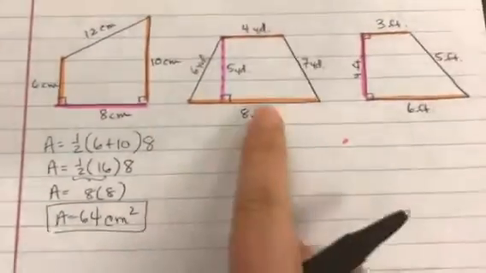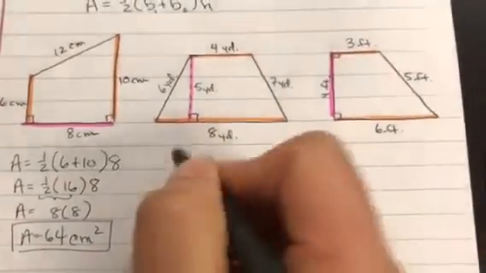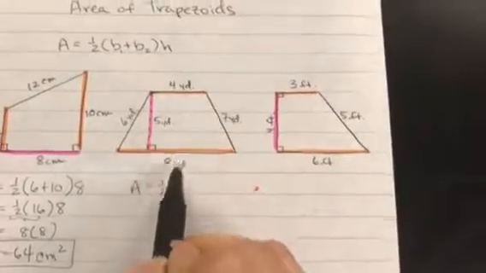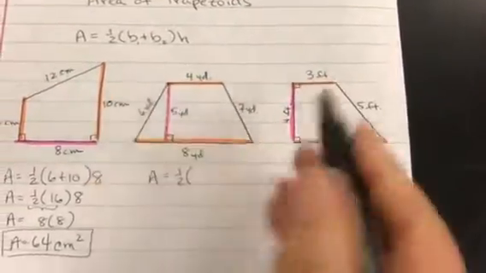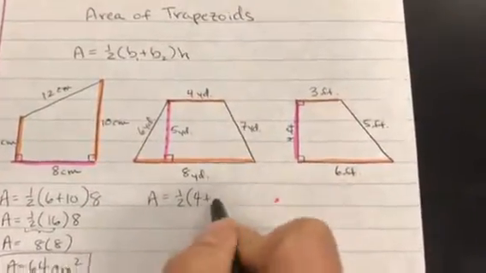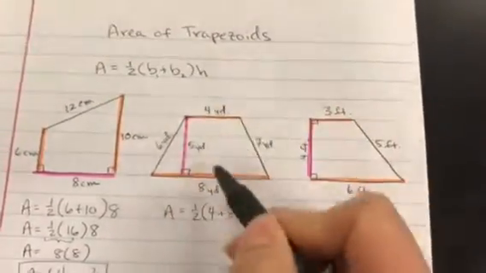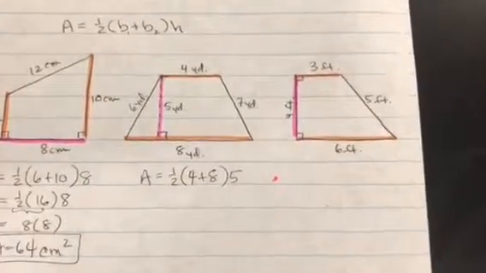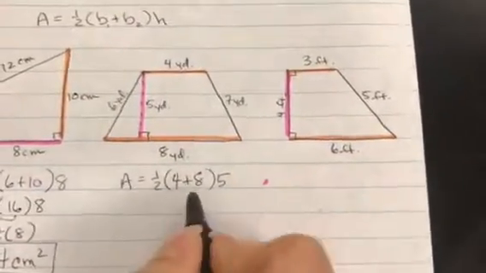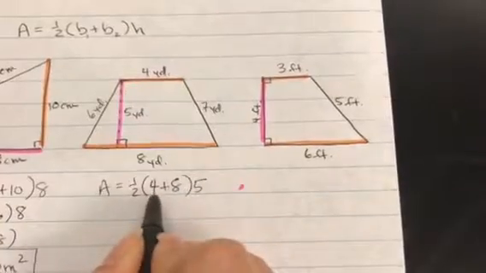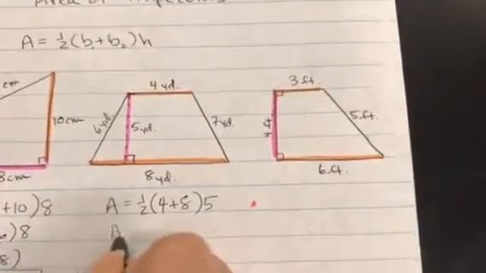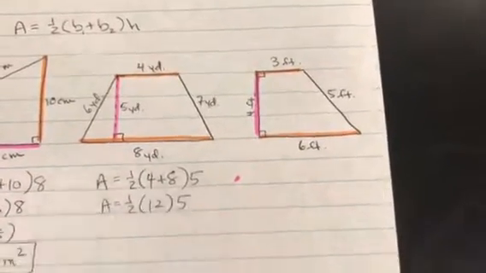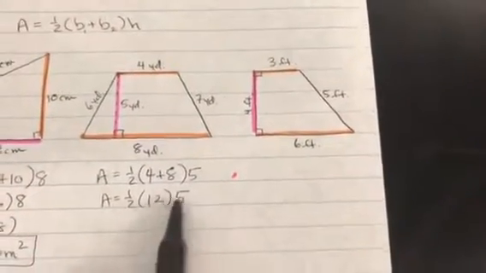All right? So now let's look at the next one. Again, plug it into the formula. You've got half, parentheses, your two bases, which are 4 and 8. So then it'd be 4 plus 8 times the height, which in this case is 5, right? Then do order of operations to solve for the area of this trapezoid. You've got to do parentheses first. You've got to add up your bases first. 4 plus 8 is 12. So area equals half, parentheses 12, close parentheses, 5, right? So now it's half times 12 times 5.